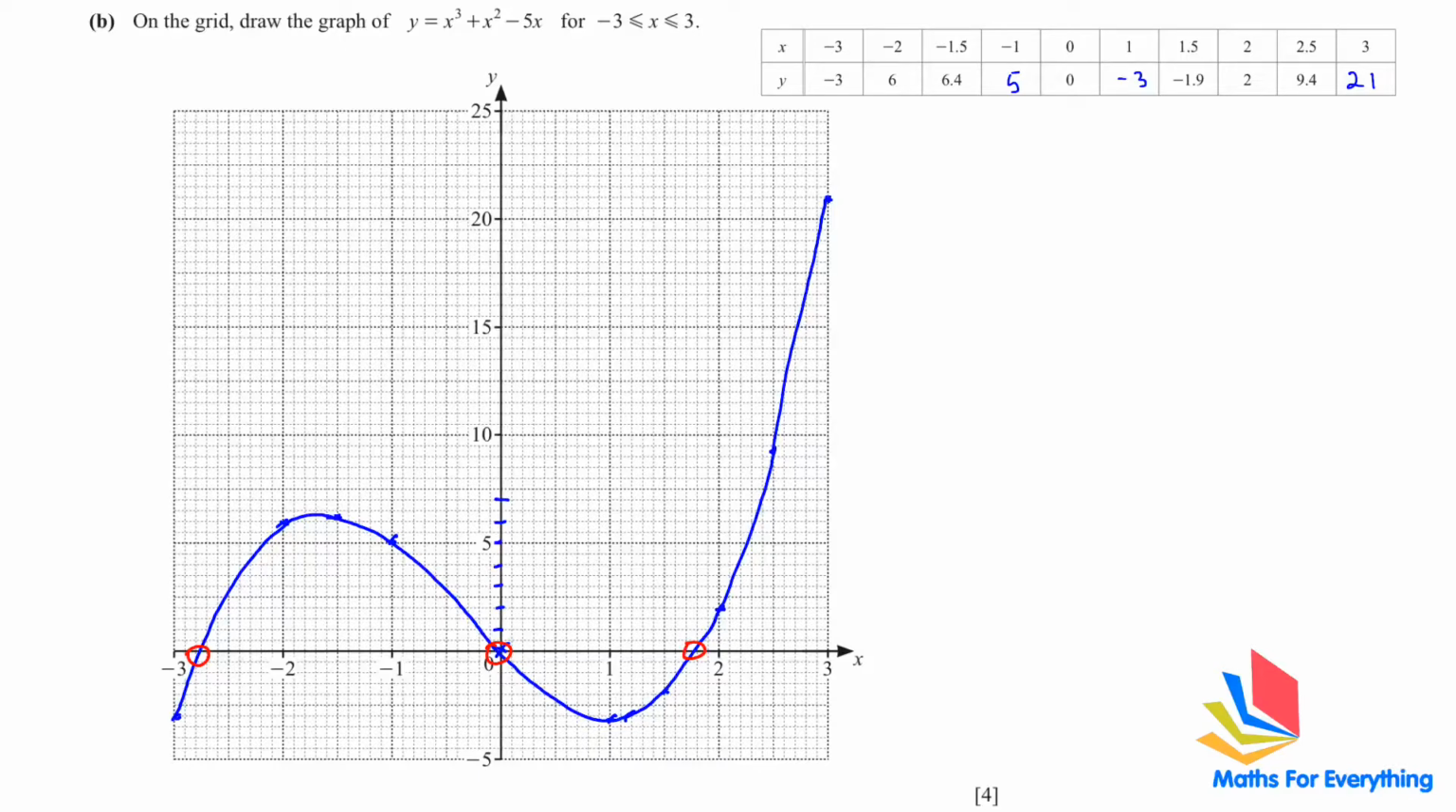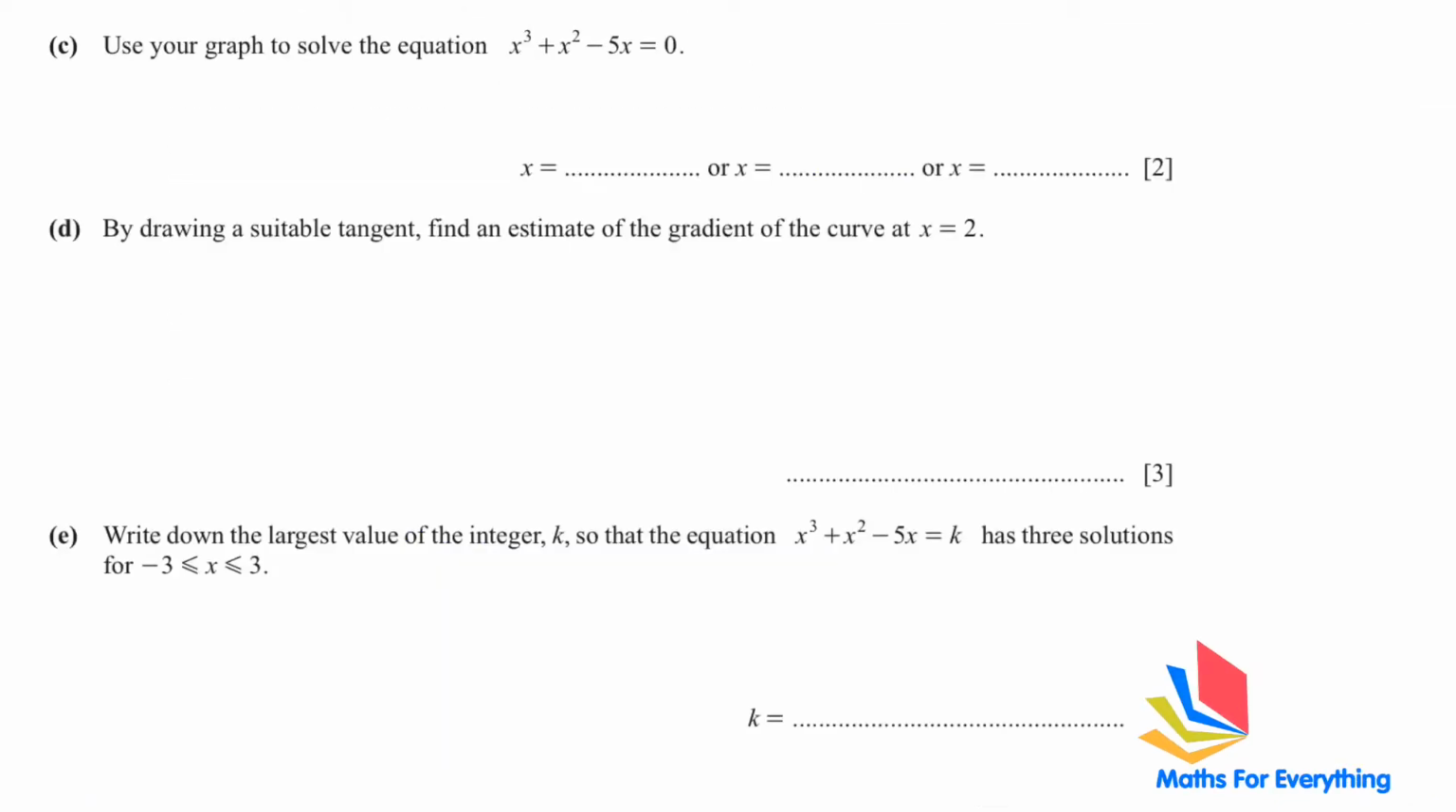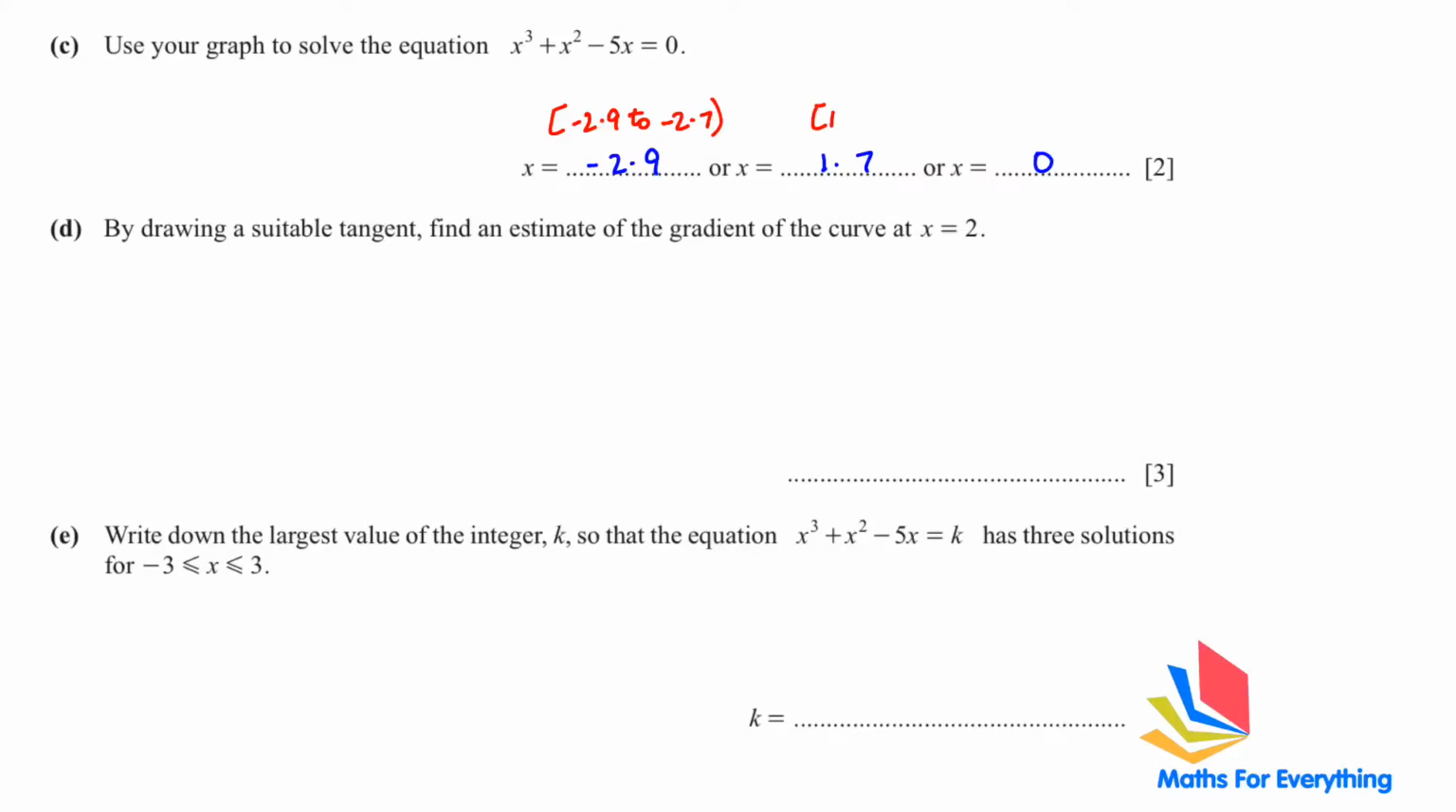The first one here is -2.9. The second one is 0. And the third one is 1.7. So -2.9, 1.7, and 0. You have been given a range of values for what your answer will be accepted. -2.9 to -2.7 and 1.7 to 1.9.